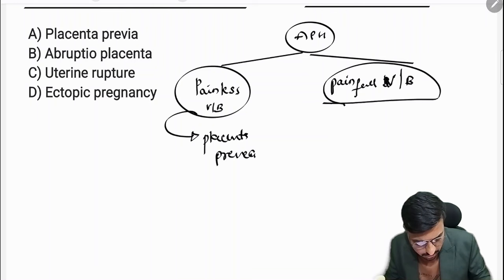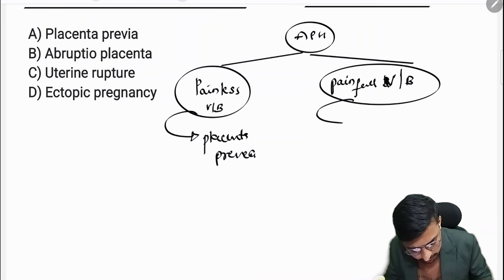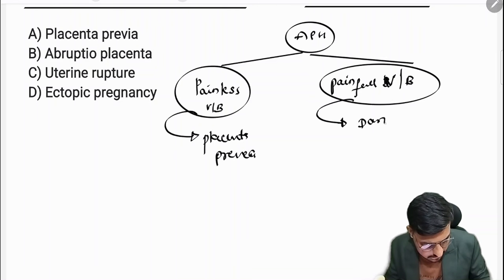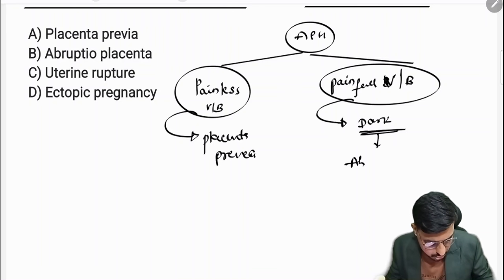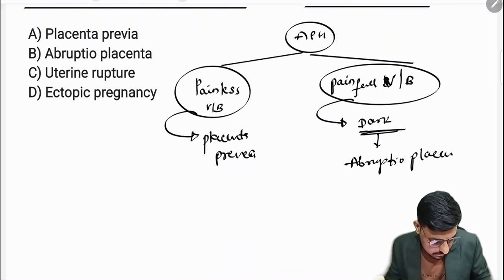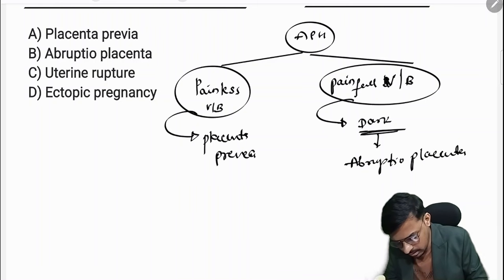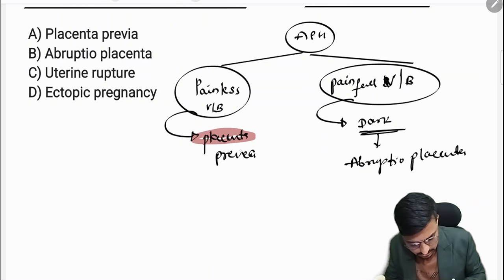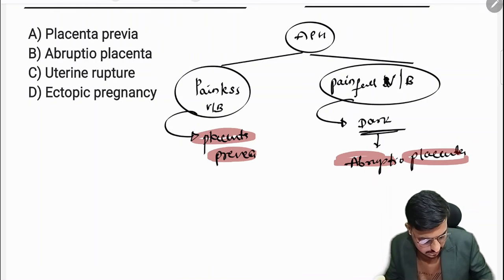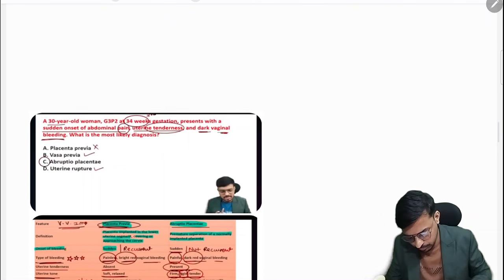And if there is painful vaginal bleeding and dark red colored blood is coming with the pain, that is a patient with abruptio placenta. So this was the concept which Mr. Nagaraj sir of Master Nursing Classes explained to you people, and here is the proof for that one.